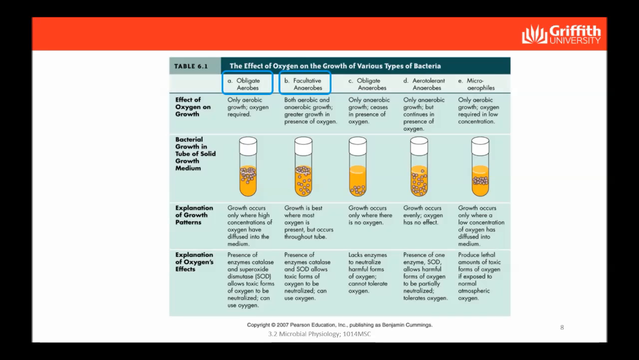Facultative anaerobes can grow in the presence and absence of oxygen. However, greater growth can be seen in the presence of oxygen. E. coli is one of the best examples for a facultative anaerobe. Obligate anaerobes can only grow in the absence of oxygen because these bacteria lack the enzymes that can neutralize harmful forms of oxygen.